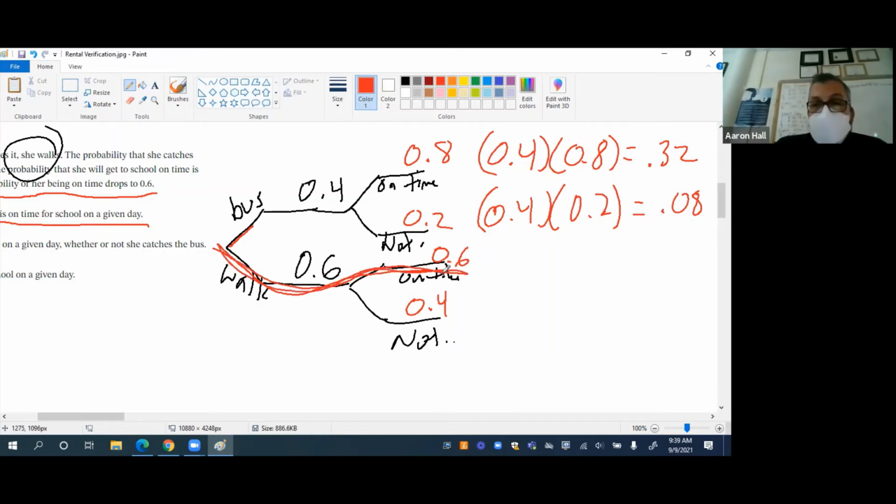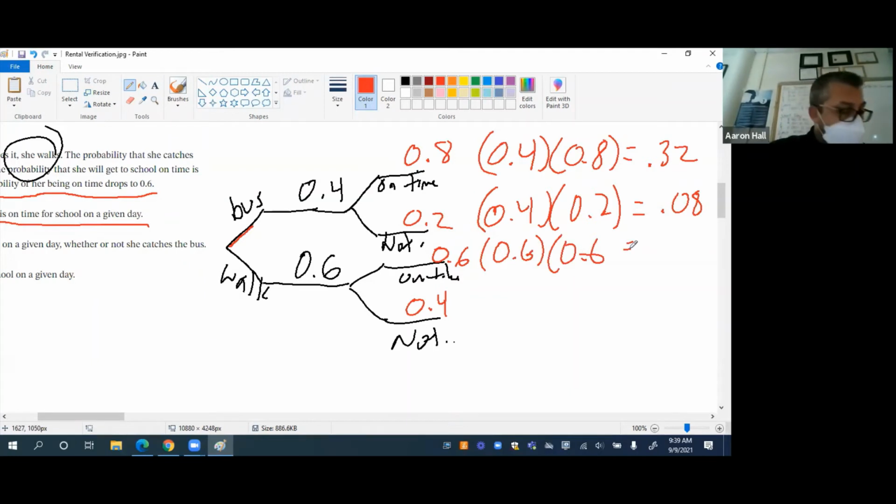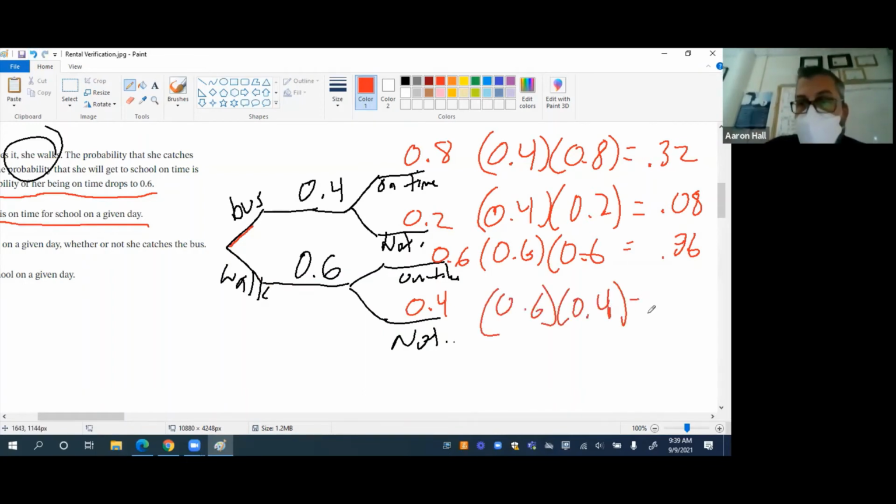How do I figure that out? Multiply both of those. I have 0.6 times 0.6, and that gives me 0.36. And then what's the probability that I walk and I'm not on time? How do I calculate that? That's going to give me 0.6 times 0.4, which gives me 0.24.